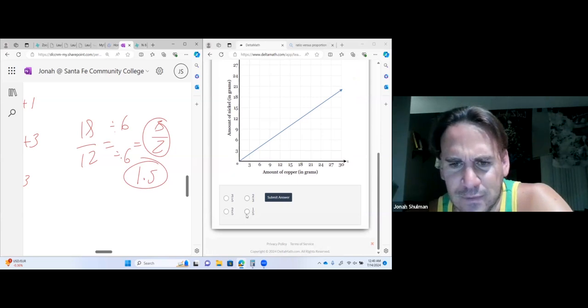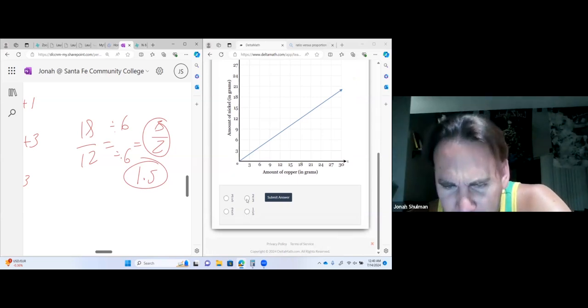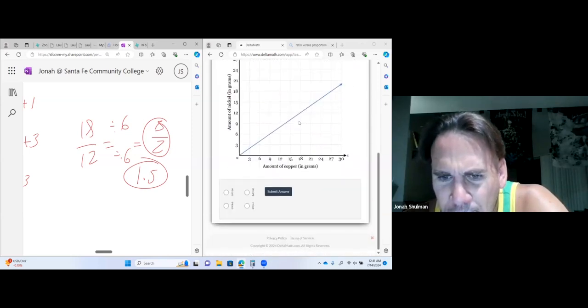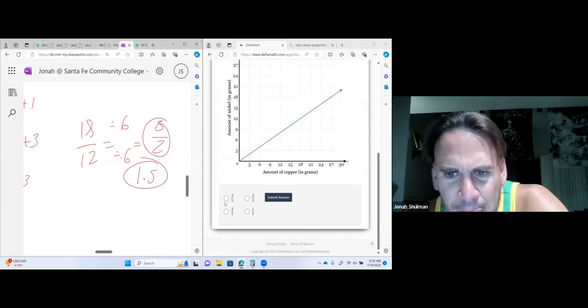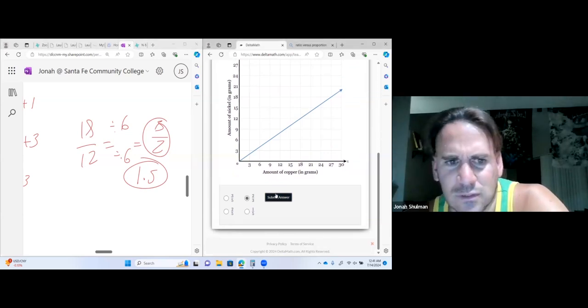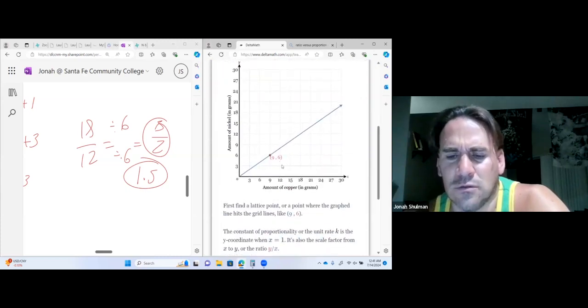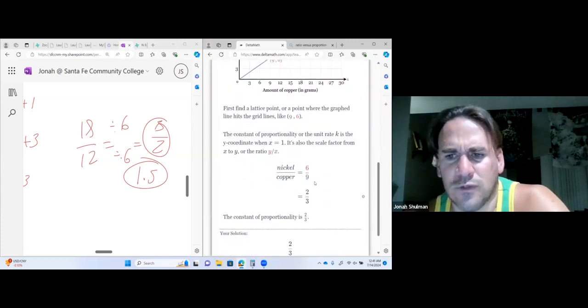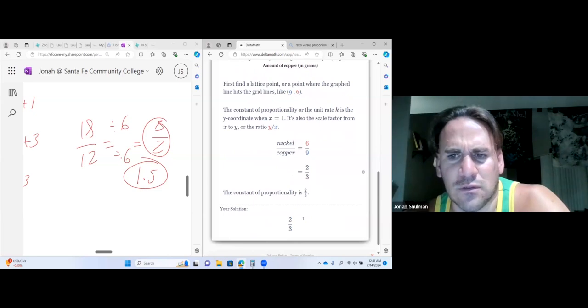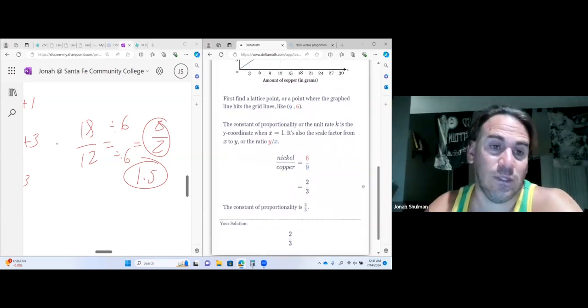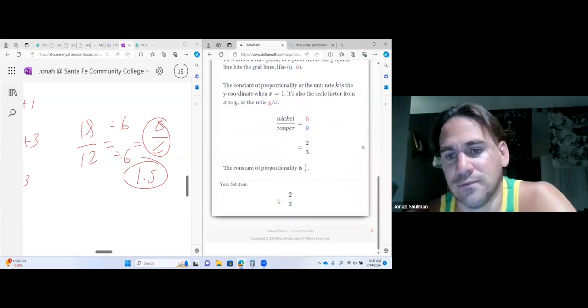Let's see. Oh, we don't have a 3 halves. We have a 2/3. 18 over 12. I'm going 2/3 because it flipped over. Nice. 6 over 9 is 2/3. And it was the other way around. I did the 9 over the 6, or the 18 over the 6, which is 3 halves.